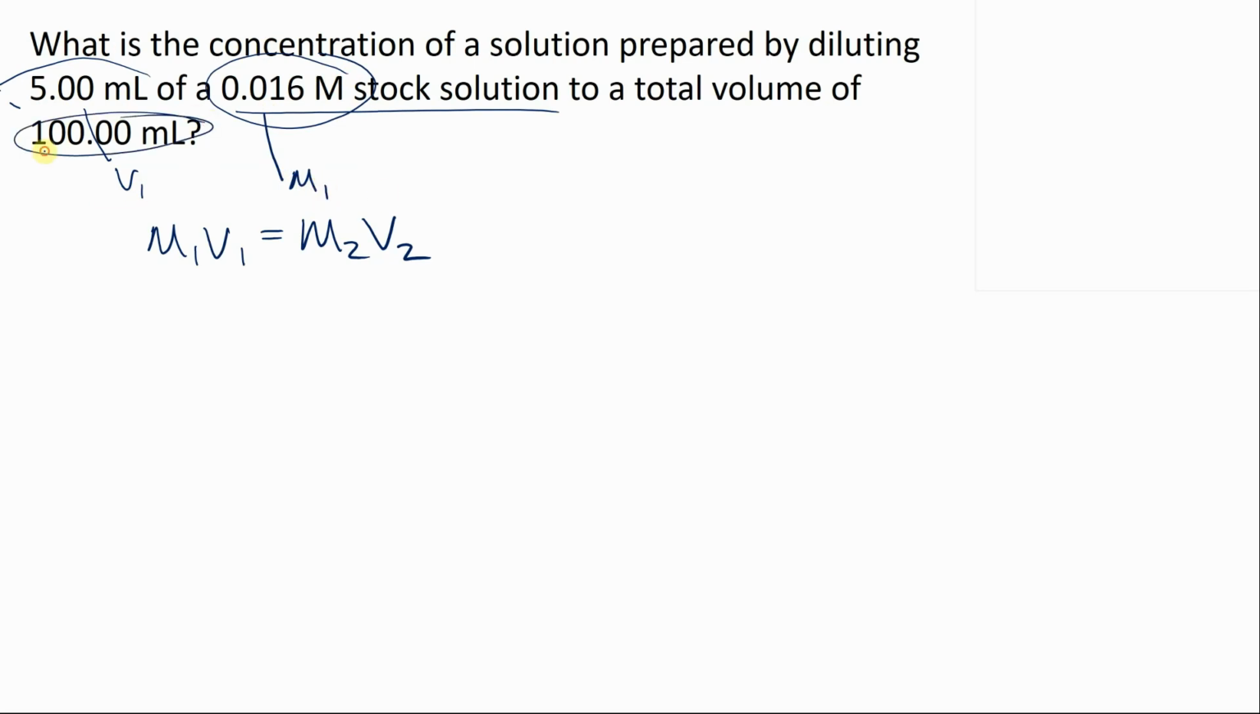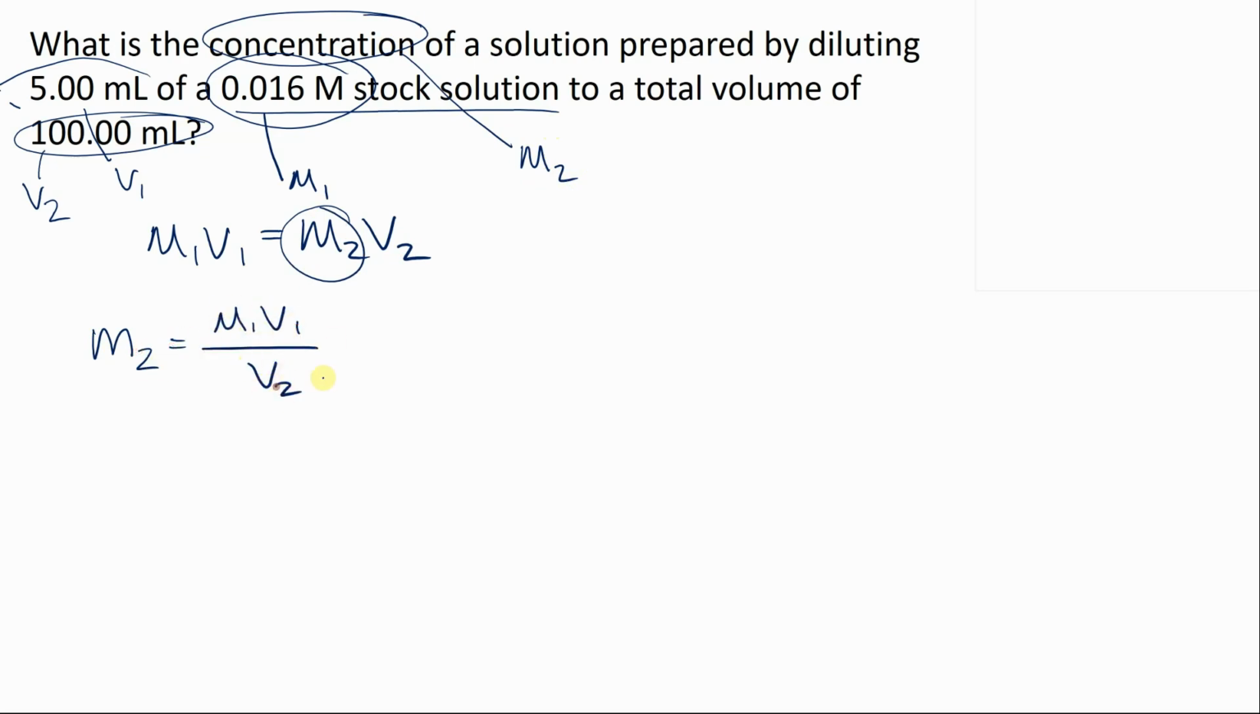We have a total volume there. That's after dilution, diluting to that total volume. And that concentration that we're asked about is that new concentration of that 100 ml solution. And so that's the M2. Asked to solve for M2. So divide both sides by V2. M2 equals M1 V1 over V2.